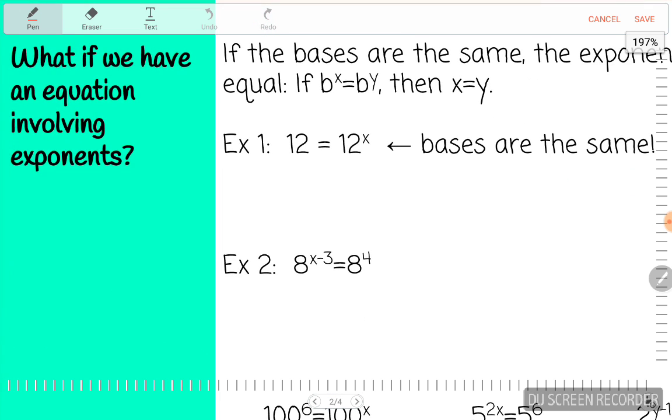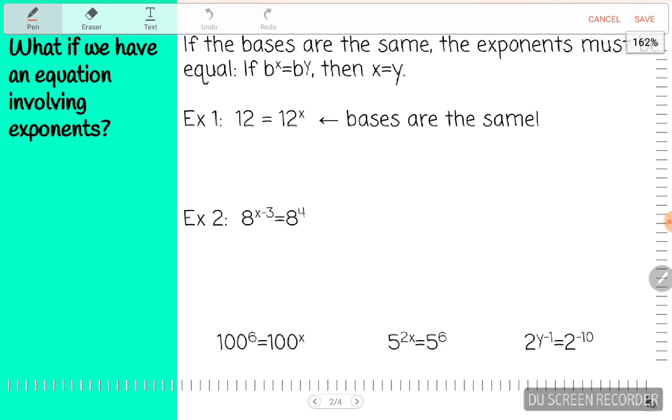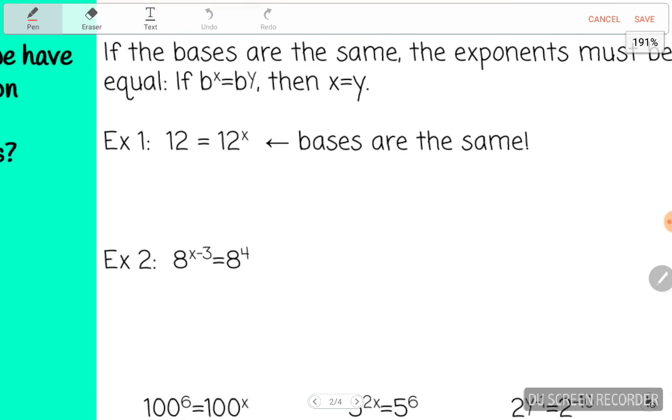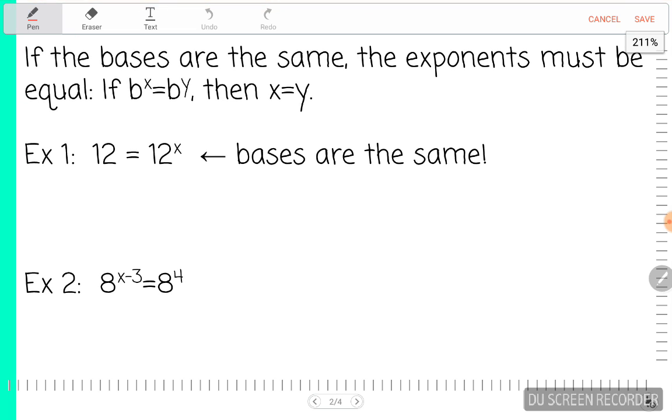So first off, the main thing that we're going to focus on is making sure that the base is the same. So if the base is the same, then the exponents must be equal. Remember, this number here is the base, this is the exponent. So if we have the base the same, then the exponents must be equal.